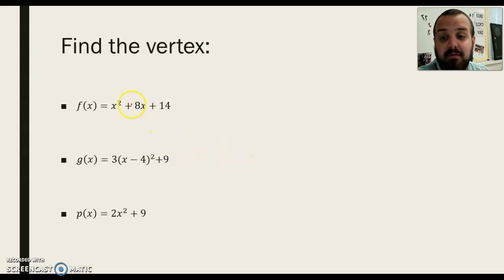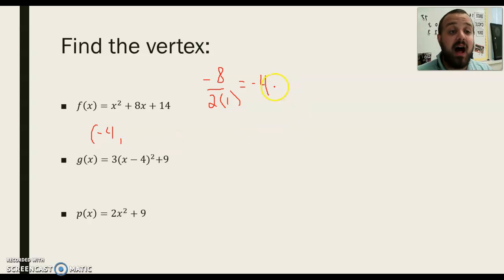Here you can see we have 3 different quadratics, and we're going to find the vertex of them. The first one I can see is in standard form, so I'm going to go ahead and do that -b over 2a. So in this case, it's going to be -8 divided by 2 times 1, which -8 divided by 2 is going to equal -4. So I know that that is going to be the x value for my vertex. For the y value, I'm going to plug -4 and just put it into my function.